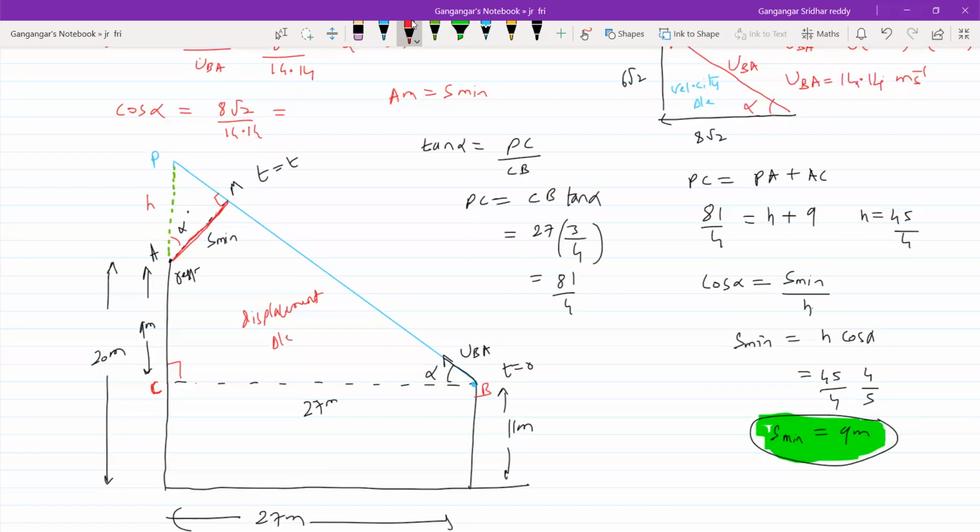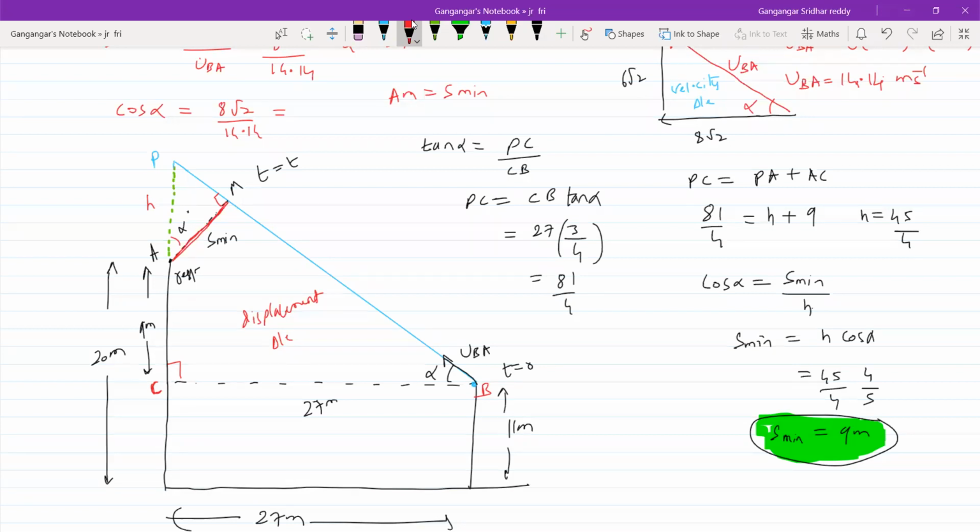Irrespective of the type of situation, whether you draw the velocity triangle or the displacement triangle, the problem is the same. You work out the velocity of A with respect to B, UBA, you find it out and get the diagram, work it out. You'll get the same answer.